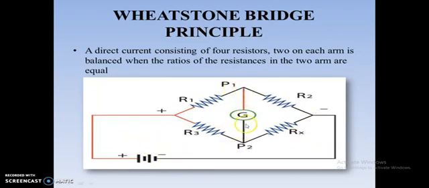The points P1 and P2 are connected by a galvanometer. Now the principle states that when the ratio of the resistors, that is R1 by R2, is equal to R3 by Rx, then the Wheatstone bridge is in a balanced condition. In a balanced condition, no current will flow through this galvanometer. The current flowing through this galvanometer will be 0. When the bridge is unbalanced, then only current will flow from P1 to P2.